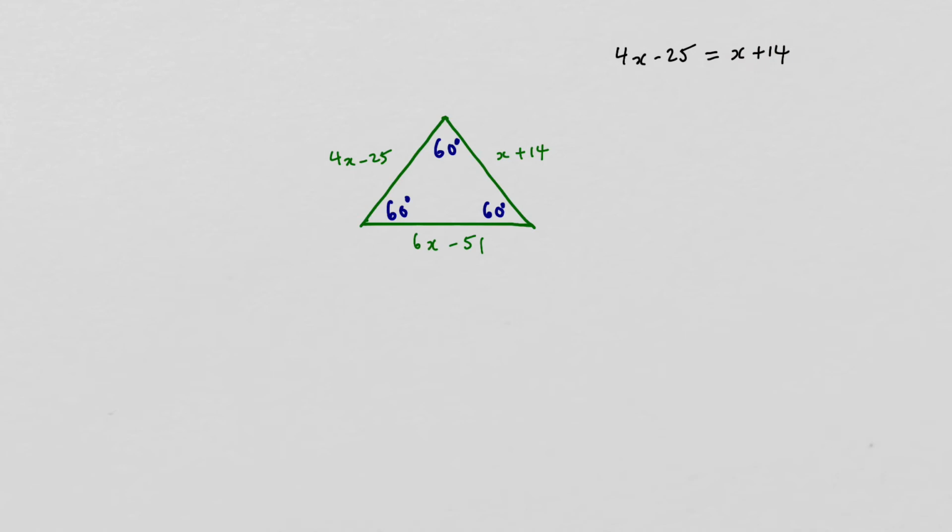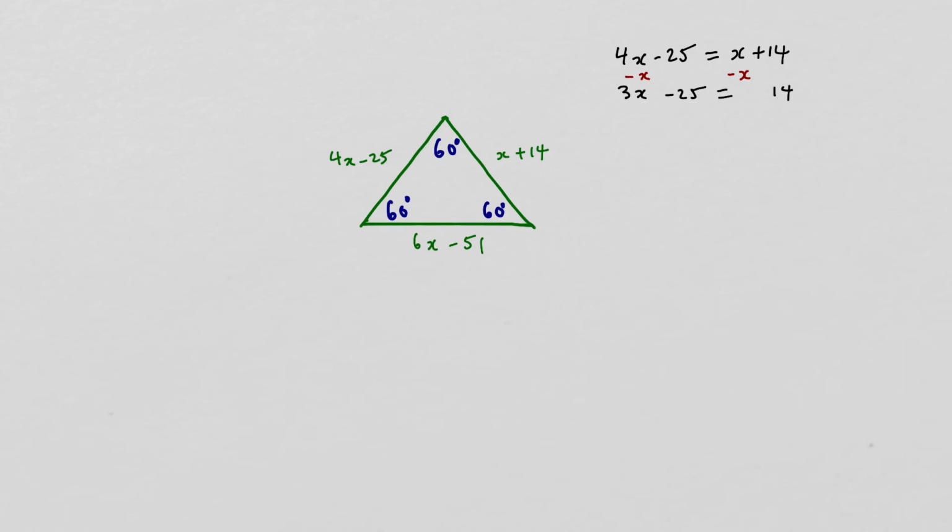First, I'm going to move this x to the other side, so I'm going to subtract x from both sides, and we get 3x minus 25 is equal to 14. In case you don't know how we did that, I'm going to make a notation: we subtracted x here, and then we subtracted x here. So obviously 4x minus x is 3x, x minus x is 0.